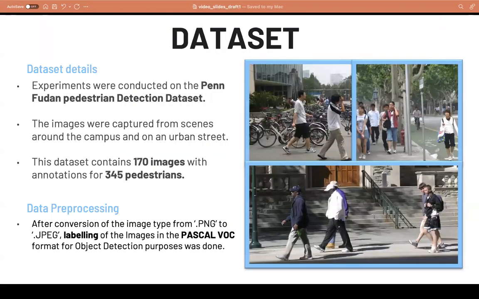So we conducted two experiments. The first experiment and the second experiment were both conducted on the PenFudan pedestrian detection data set. The data processing involved just converting the images from .png to .jpeg and labeling them in the Pascal VOC template using the LabelImg tool.